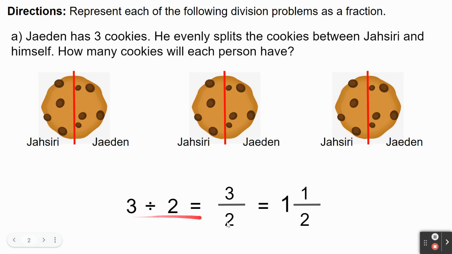If we notice here, 3 is the dividend, the starting number. It's also our numerator. The divisor, 2, is our denominator. Let's see in this next problem if the dividend, the first number, becomes our numerator, and if the divisor, our second number, becomes the denominator.